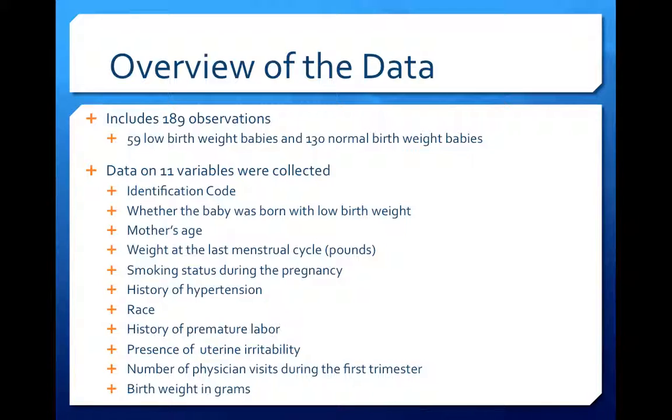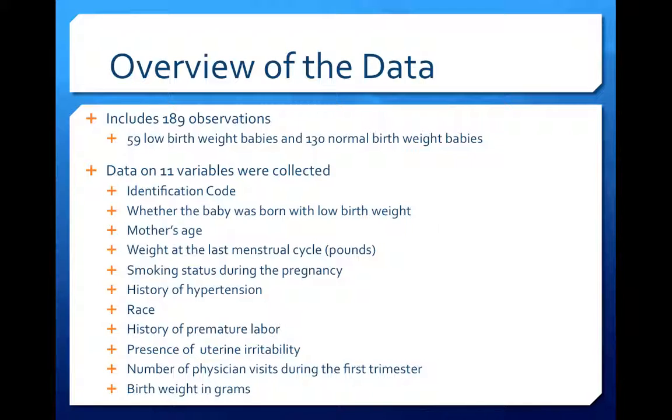So data on 11 variables were collected. 3 of these were the identification code, whether or not the baby was born with a low birth weight, and the birth weight in grams. In addition to these, information on 8 potential predictors were evaluated, including the age of the mother, the weight at the last menstrual cycle in pounds, the smoking status during pregnancy, the history of hypertension, race, history of premature labor, presence of uterine irritability, and the number of physician visits during the first trimester.